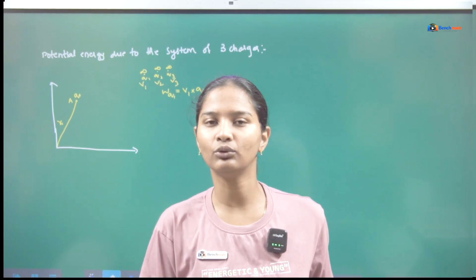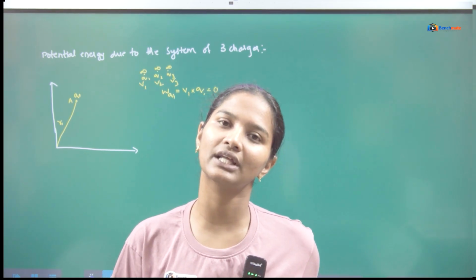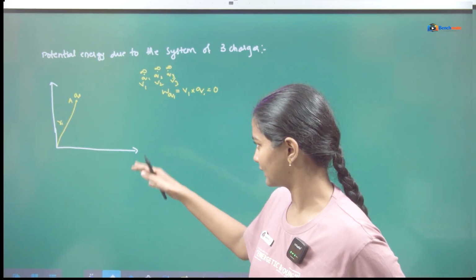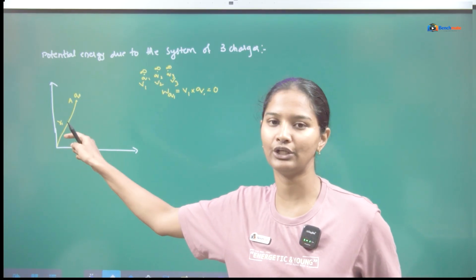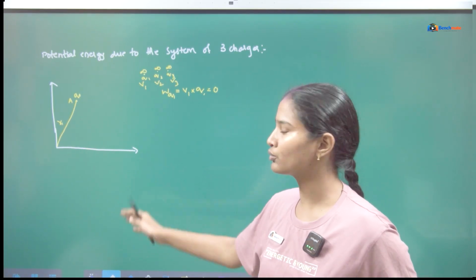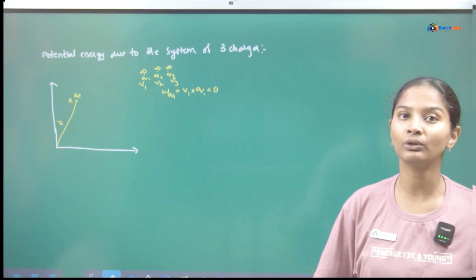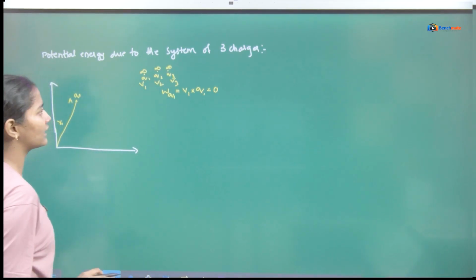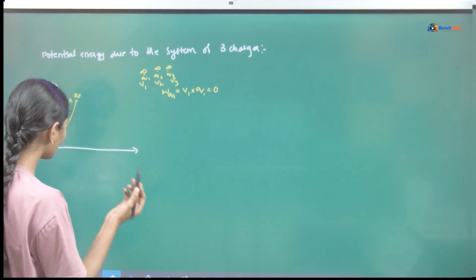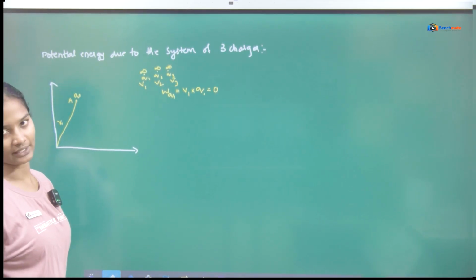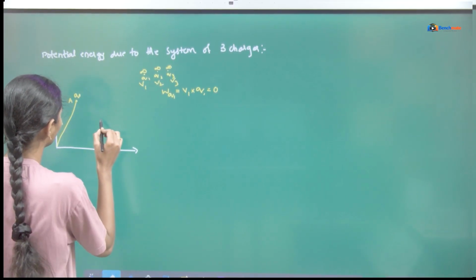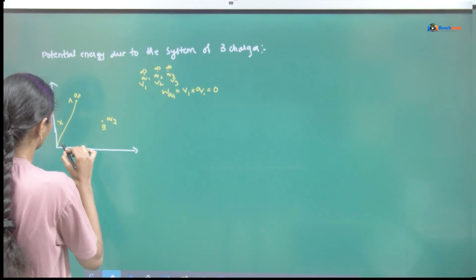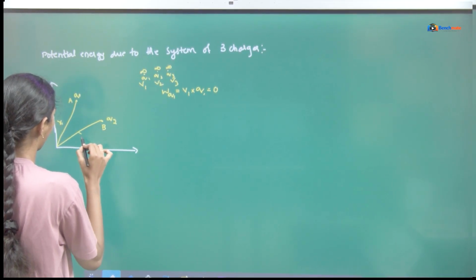We have to do work only if there is some opposition that we are facing. But when I'm bringing the Q1 charge into that particular system, there are no charges initially, so there are no charges to oppose Q1. So you don't need to do any work. That's why work done is 0. But now I want to bring the Q2 charge to point P, which is at a distance of R2.